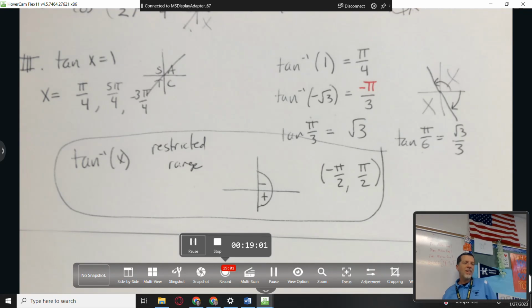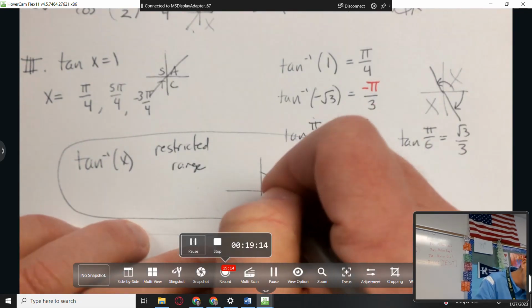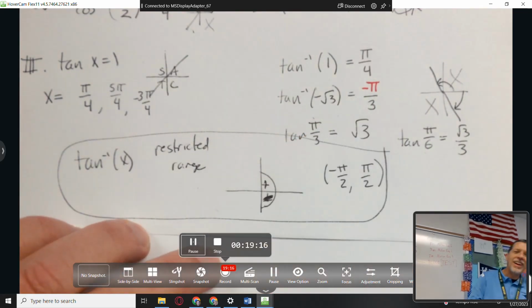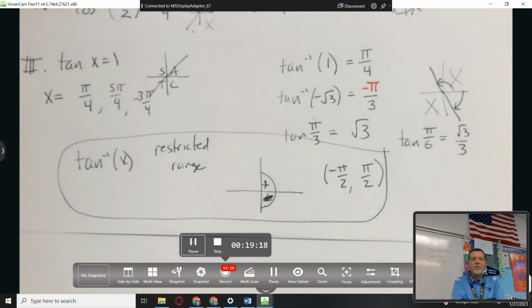What's the difference between sine and tangent's restricted range? Very subtle. There's a positive and negative swapped. Wait, that's wrong. Yeah, you're like the positive and negative swap. That's not true. Yeah, no wonder you were confused. Now, what's the subtle difference? The correct subtle difference between sine and tangent's restricted range?